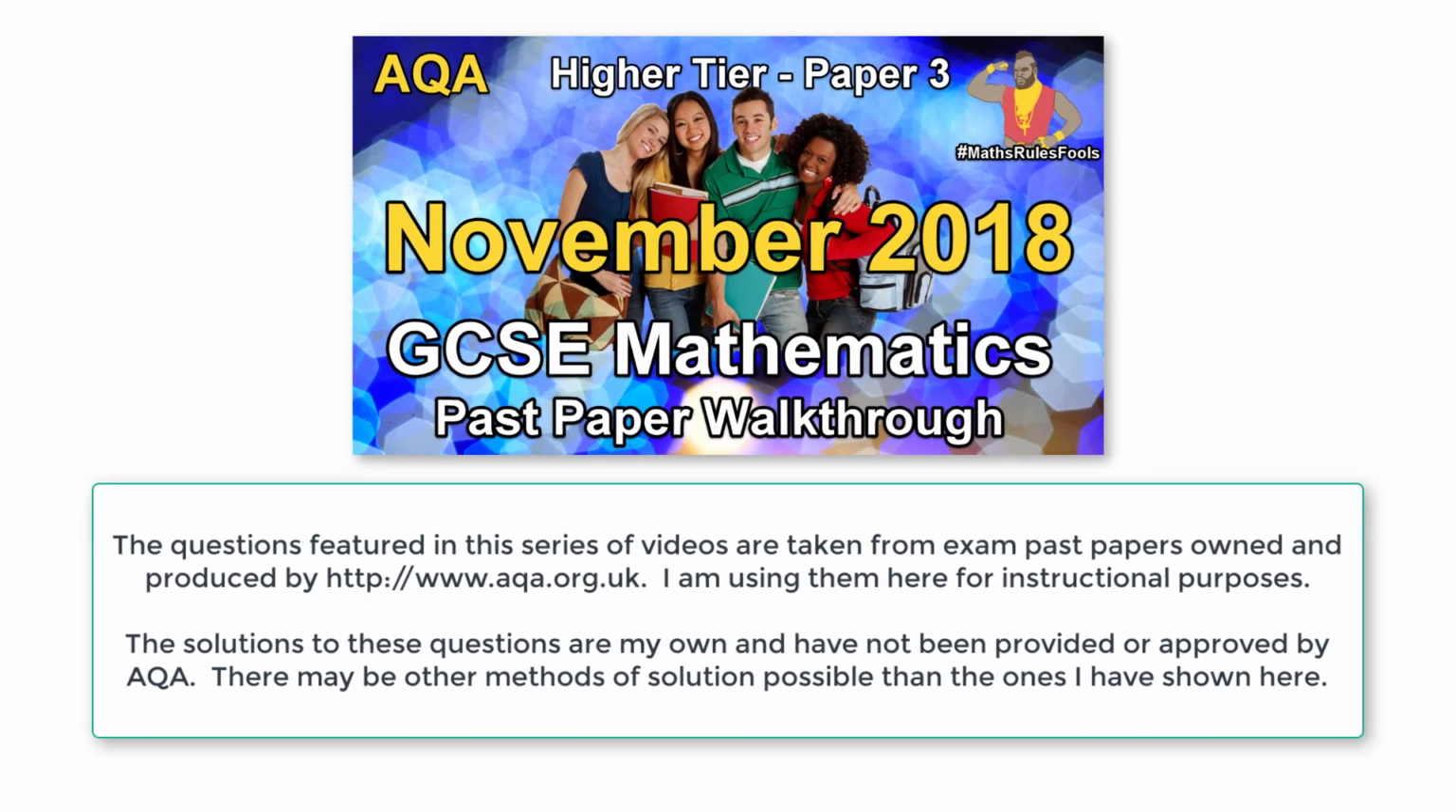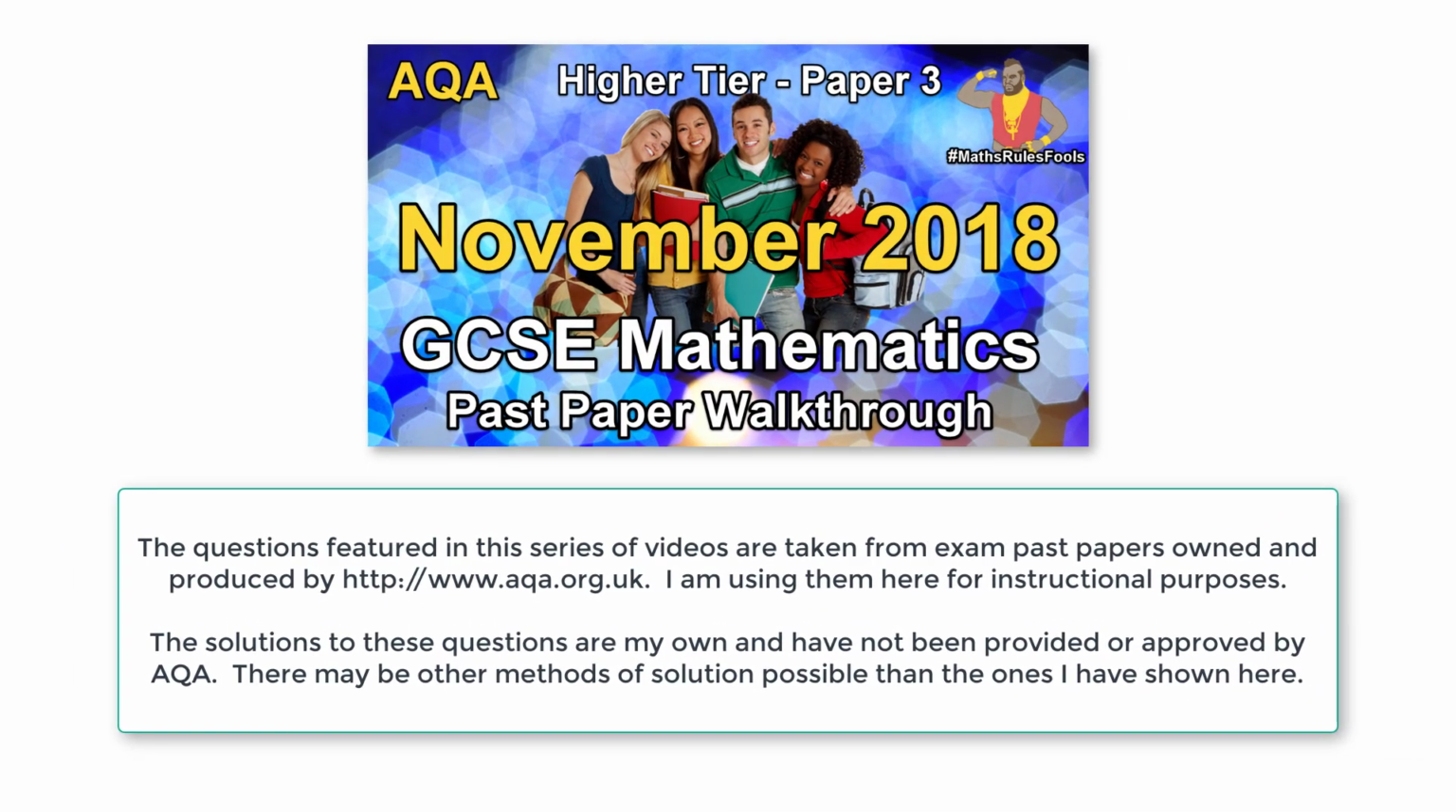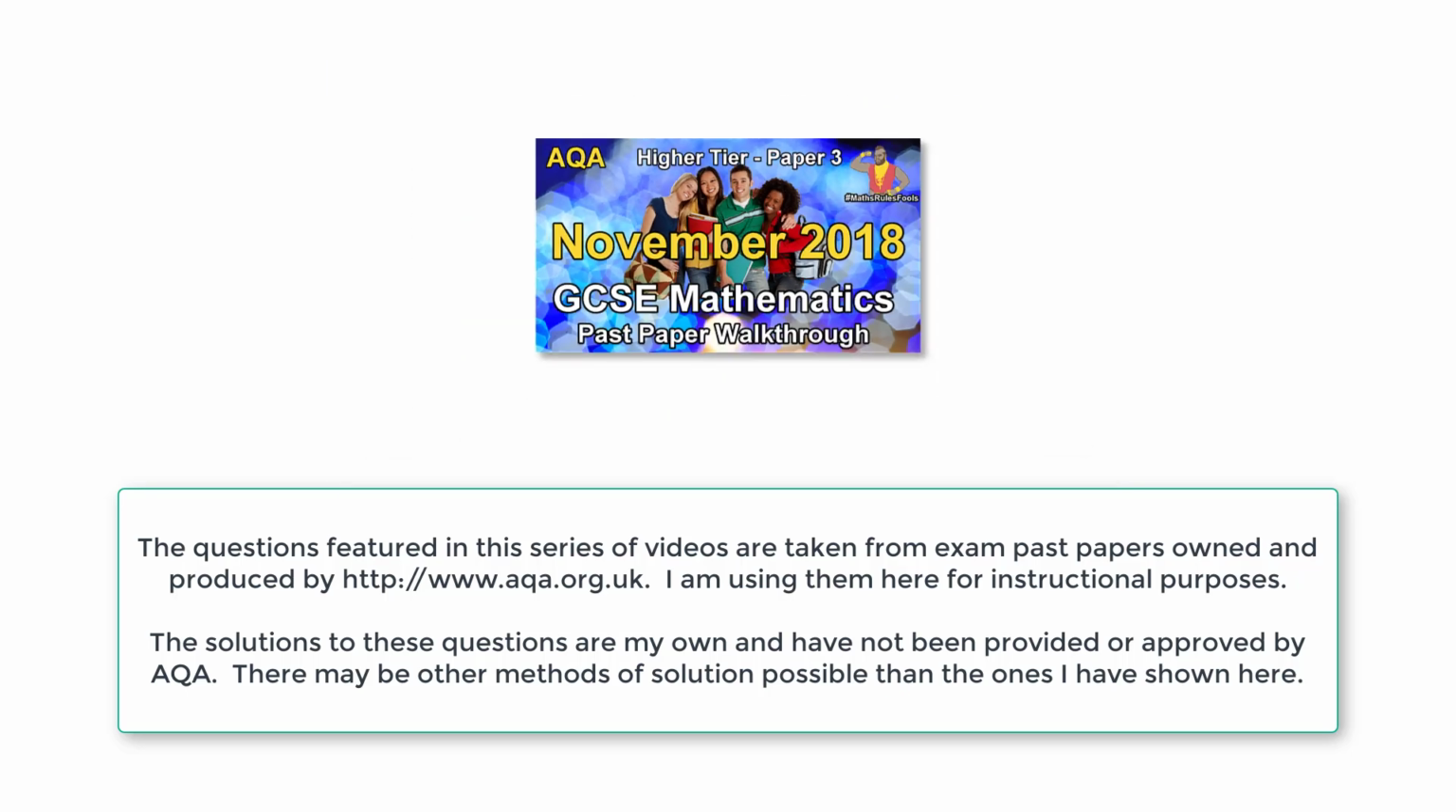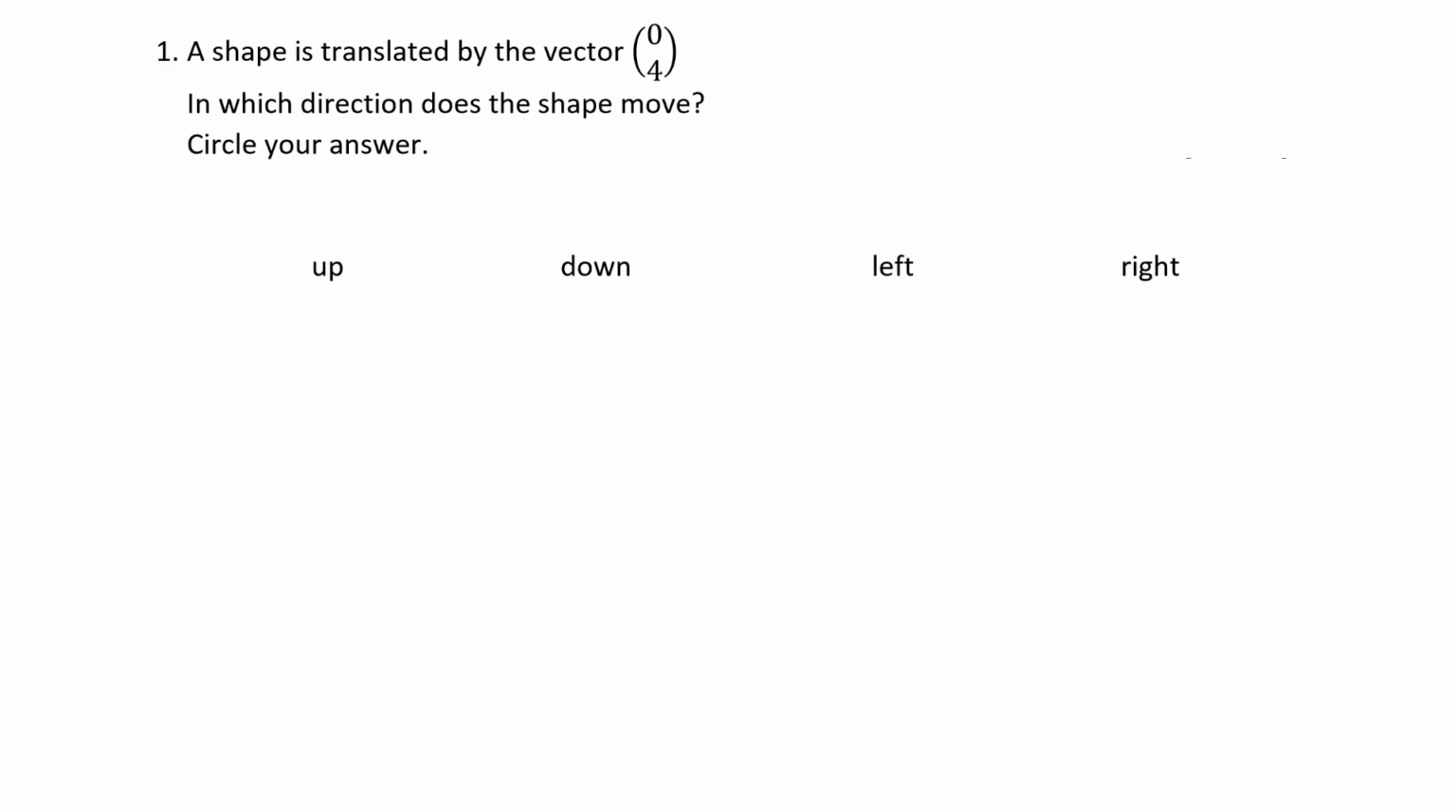Welcome along to another AQA GCSE Mathematics past paper walkthrough. This particular paper is the November 2018 series and this is paper 3, higher tier. Question 1. A shape is translated by the vector 0, 4. In which direction does the shape move? Circle your answer.